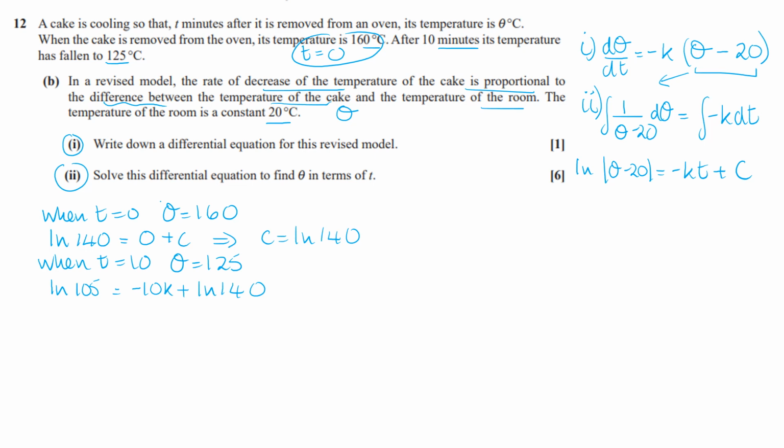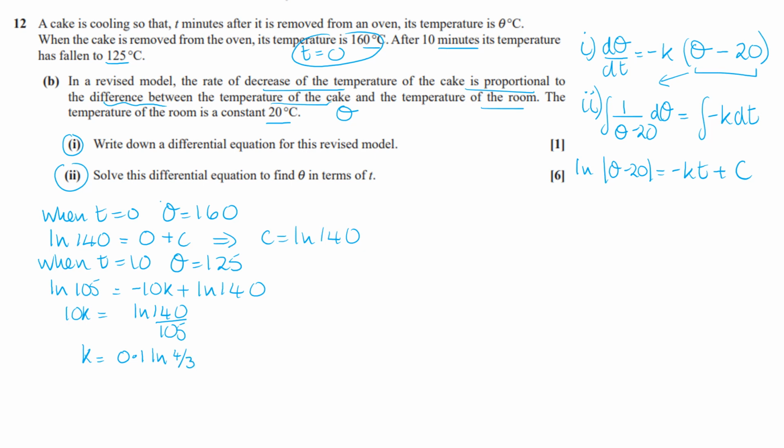If we take the 10k to the other side, we're going to have 10k is equal to the ln of 140. Using our log laws, the ln of 105 on the other side will be minus, and then we can represent that as a divide using our log laws. So k is equal to 0.1 times the ln of 140 over 105, which is 4/3.